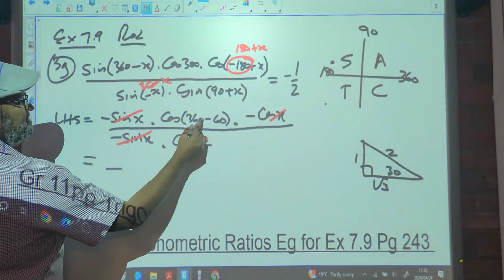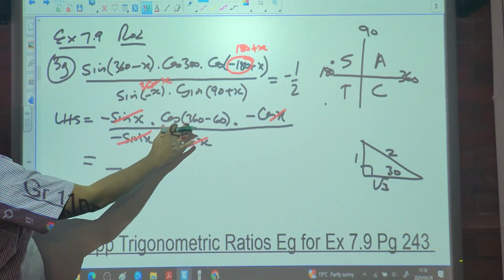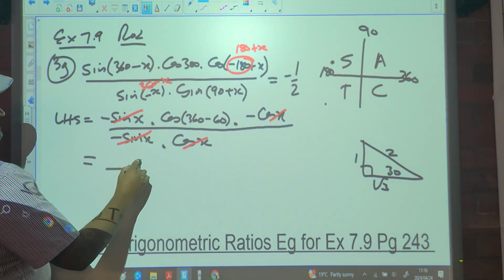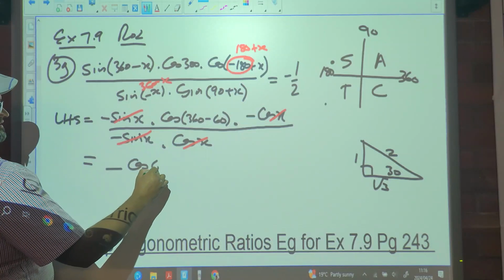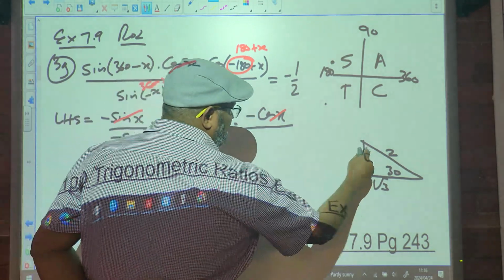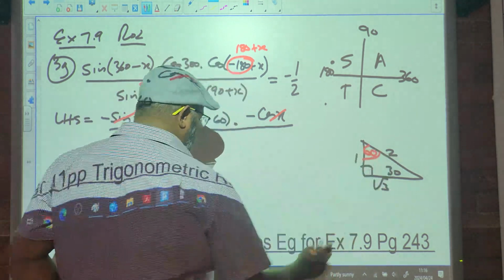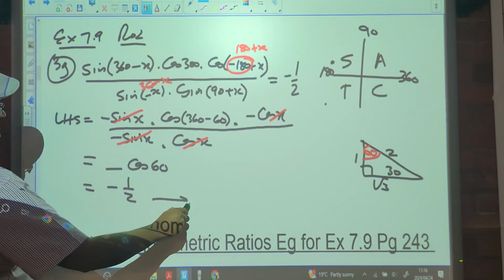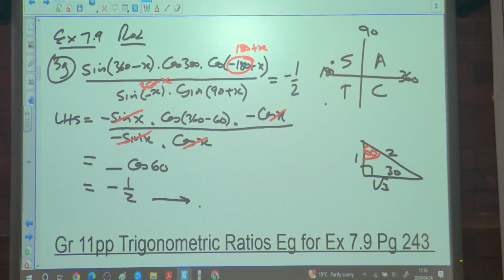So 360 minus 60, which quadrant? Fourth quadrant. Cos positive or negative? Positive. It's going to be cos of 60. Now that positive times this negative is negative. Cos of 60 is special angles. Cos is adjacent over hypotenuse. So it's going to be negative a half, which is equal to the right hand side.